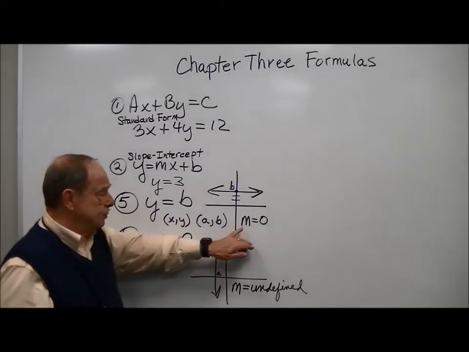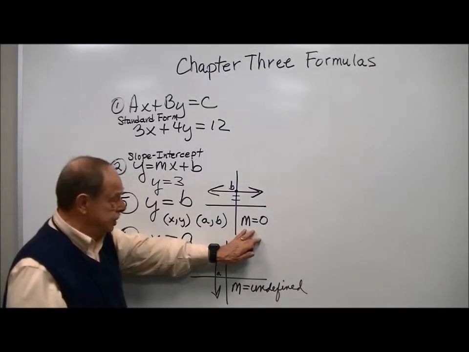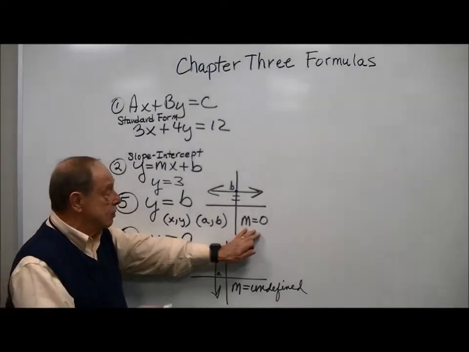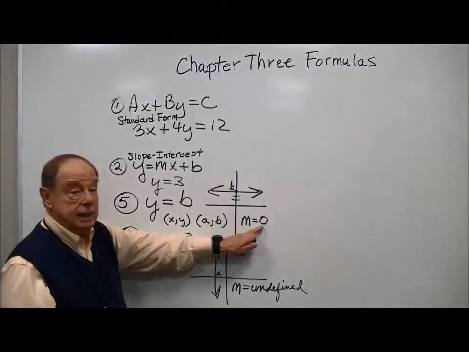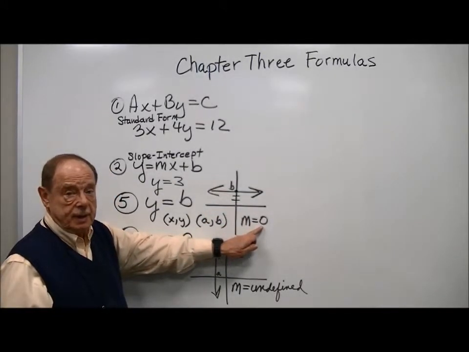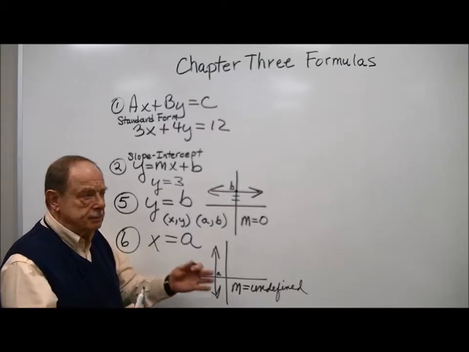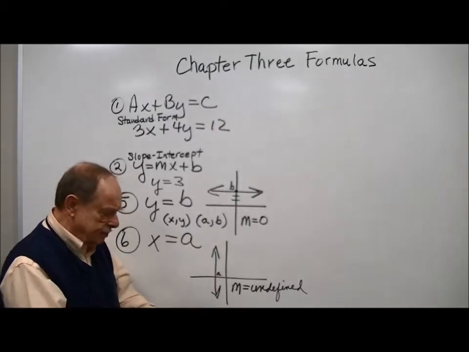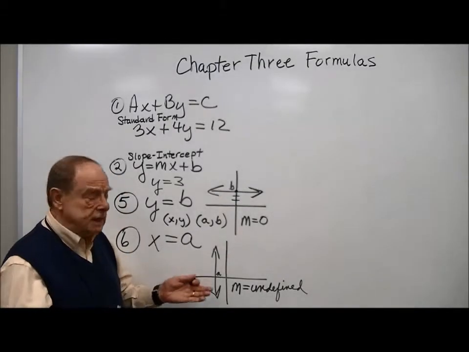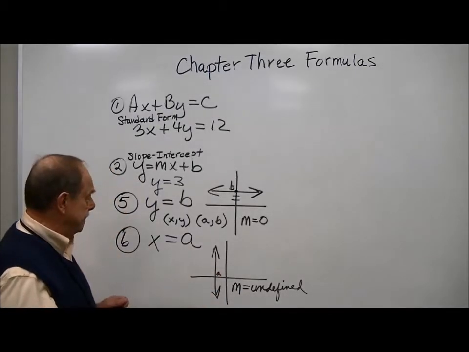And one other thing I've put here as a little review on that sheet is that the slope of a horizontal line is 0. So we're just trying to give you kind of an interpretation of what's on that sheet and how it fits in.